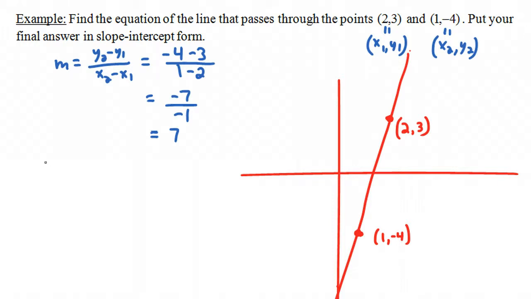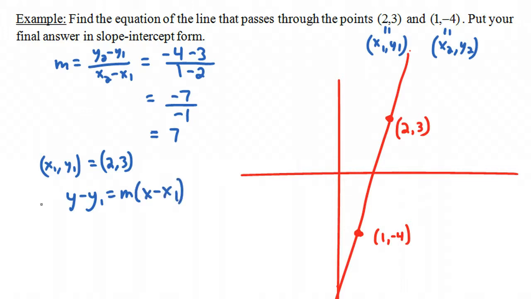Okay, and then also our x1, y1, we could have picked either point to be x1, y1, but we picked it to be 2 comma 3. Okay, so now we're going to plug it into y minus y1 equals m times x minus x1. Okay, the point-slope form of the equation of a line. So what we have is y minus y1, which is 3, is equal to m, which is 7, times x minus x1, which is 2.